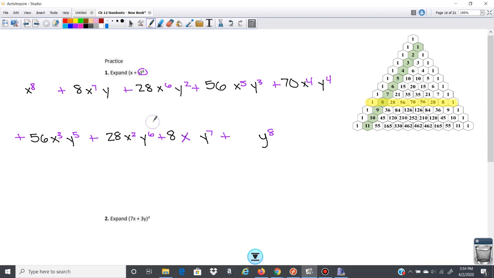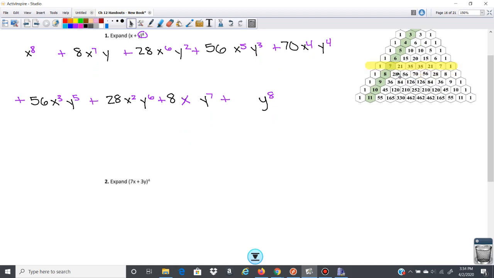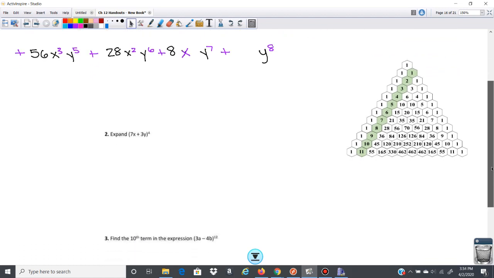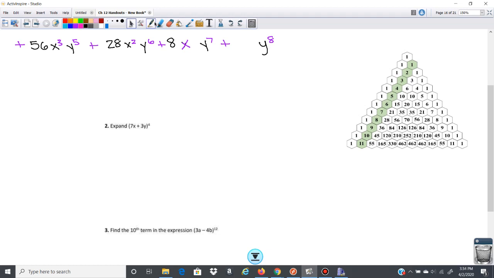Okay, so that's using the triangle here. That's an easy expansion. So let's look at this next example. So now we're going to the 4th. Expansion to the 4th. So I'm going to pull the triangle down here, and we're going to use the 4th row this time. Okay, so here's our 4th row. So these are the coefficients we're using, 1, 4, 6, 4, and 1.